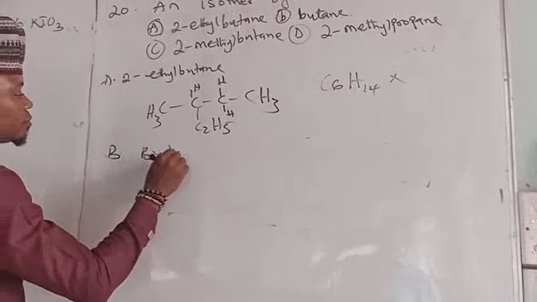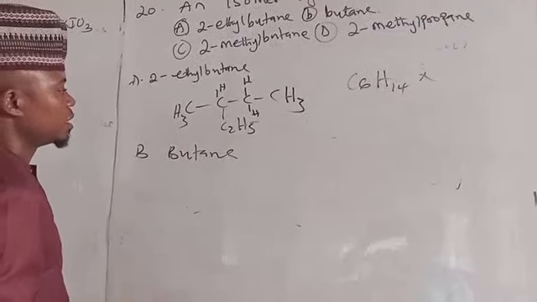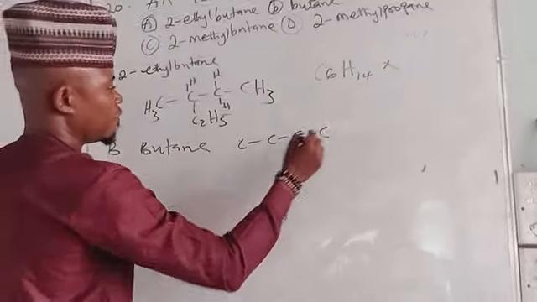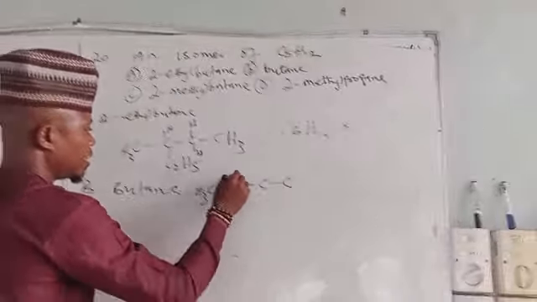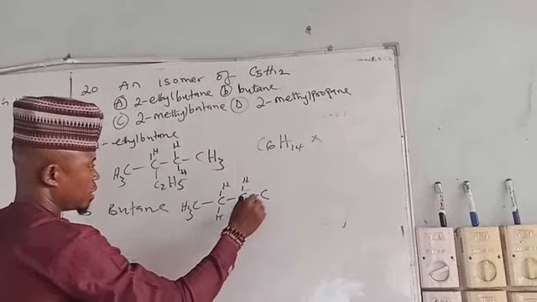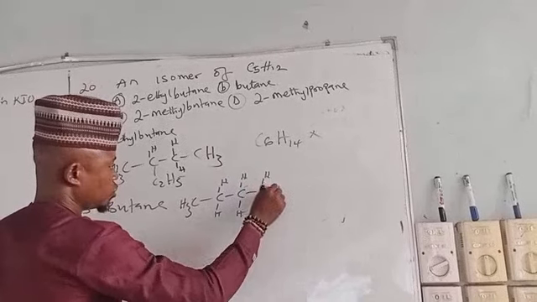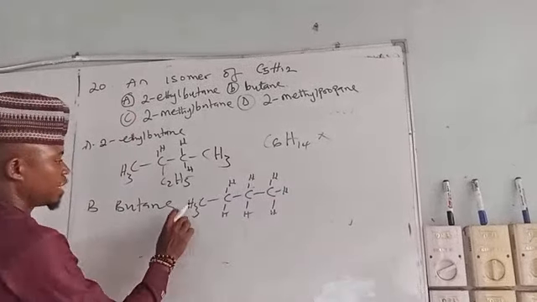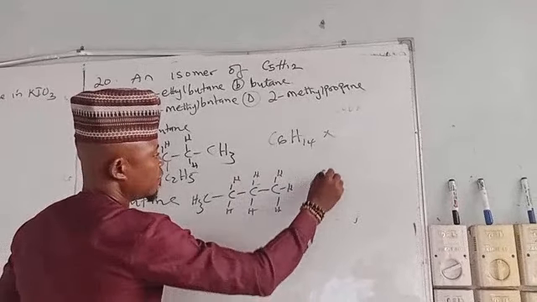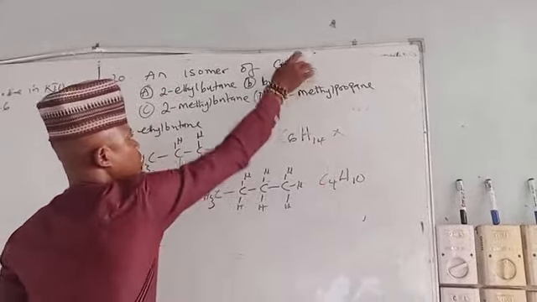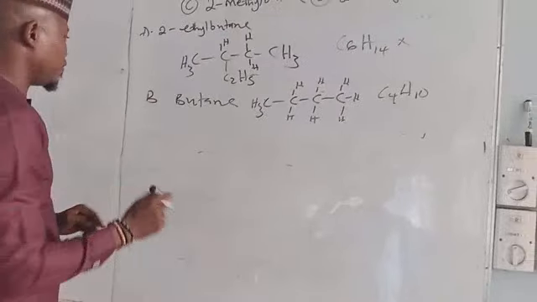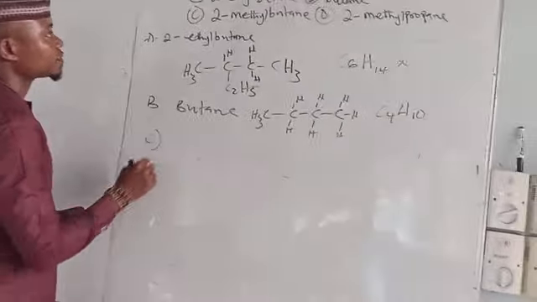Next, let's look at B. Butane. Butane is 1, 2, 3, 4 carbons. So we're going to have 3, 4, 5, 6, 7, 8, 9, 10 hydrogens. This one is C4H10. The formula is not the same. Isomers must have the same molecular formula, different structural formula.